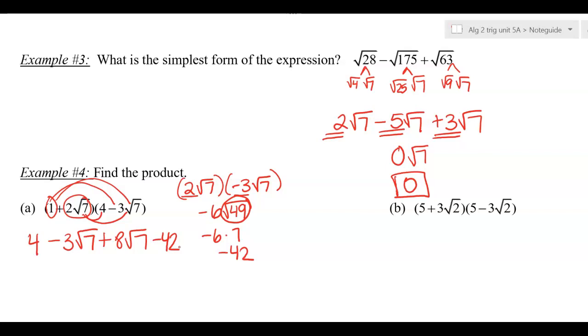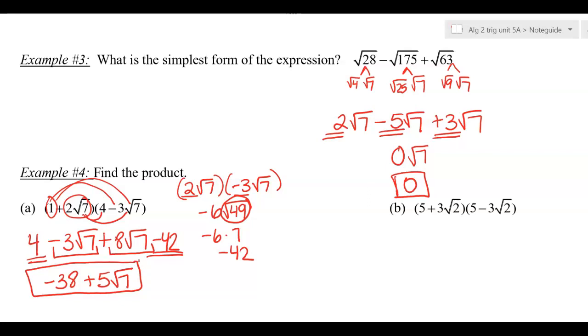And now we've just turned our multiplication problem into a large addition and subtraction problem, and we want to combine like terms. So we have a 4 and a negative 42 that would add up to negative 38. And then we have a negative 3 rad 7 plus an 8 rad 7, which would be positive 5 rad 7. And then those two terms can't be combined. So this would be the simplest form of our answer. Okay? Any questions about that multiplication process?